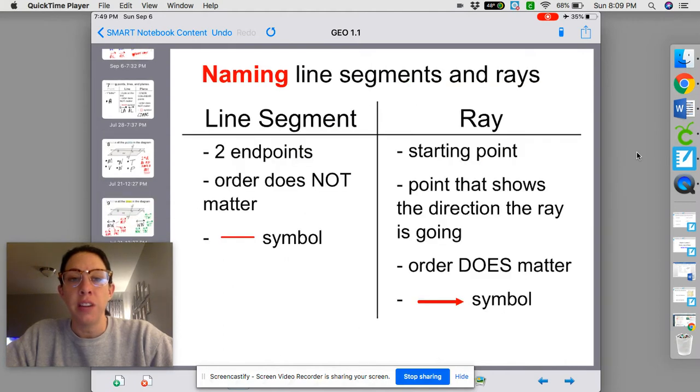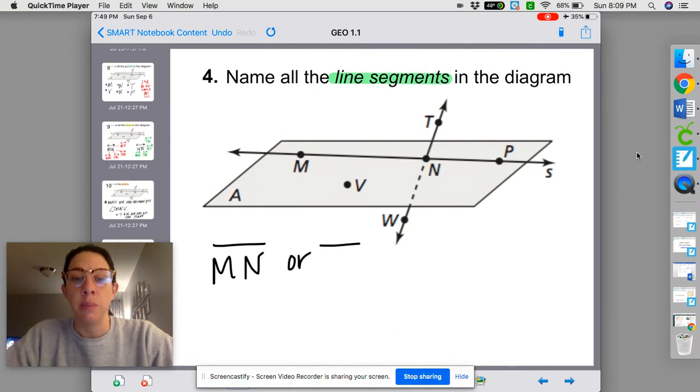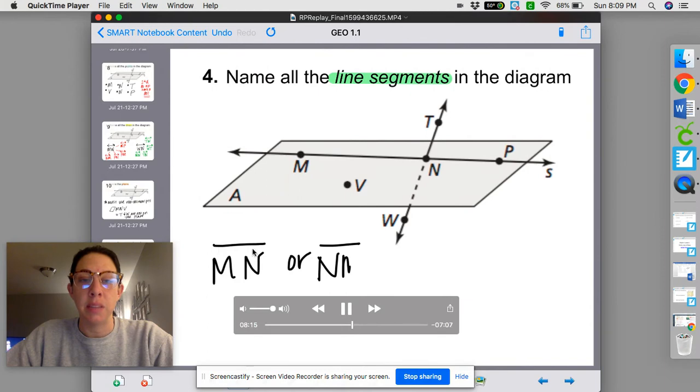All right, now if we talk about naming line segments, I think this is probably one of the easiest ones. You just use the 2 endpoints, and the order doesn't matter. But for rays, it does matter. So if I want to name the line segments in this diagram, there's a ton again. Look at the symbol. So I have the segment symbol above there.